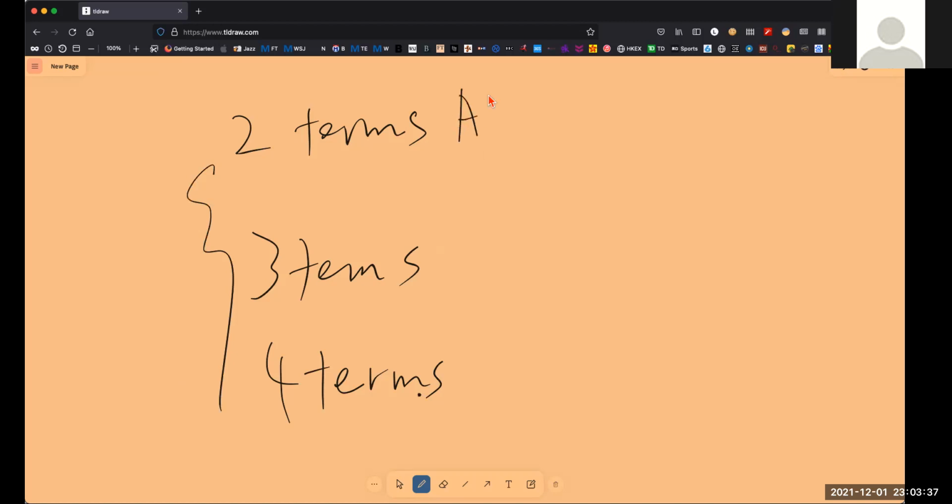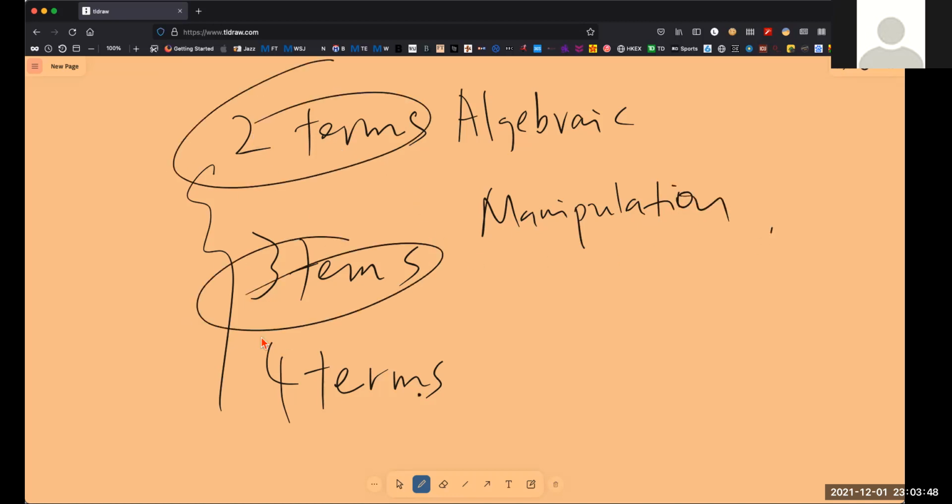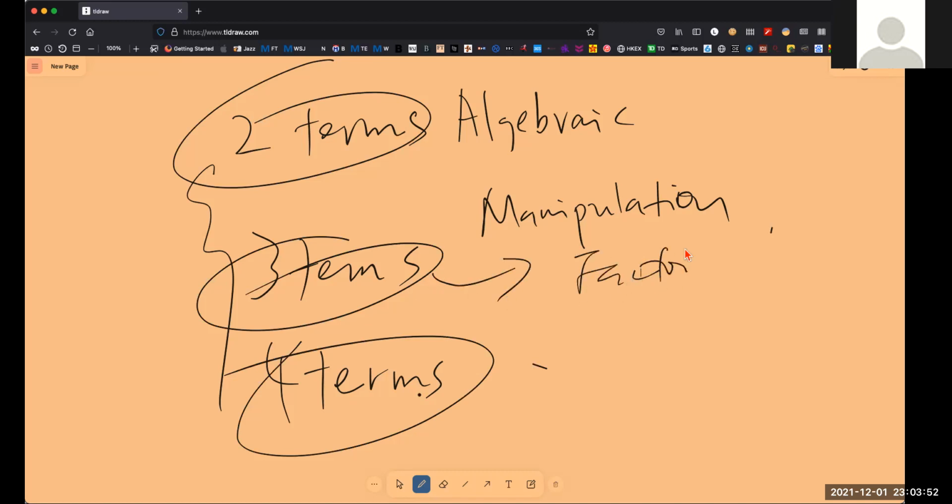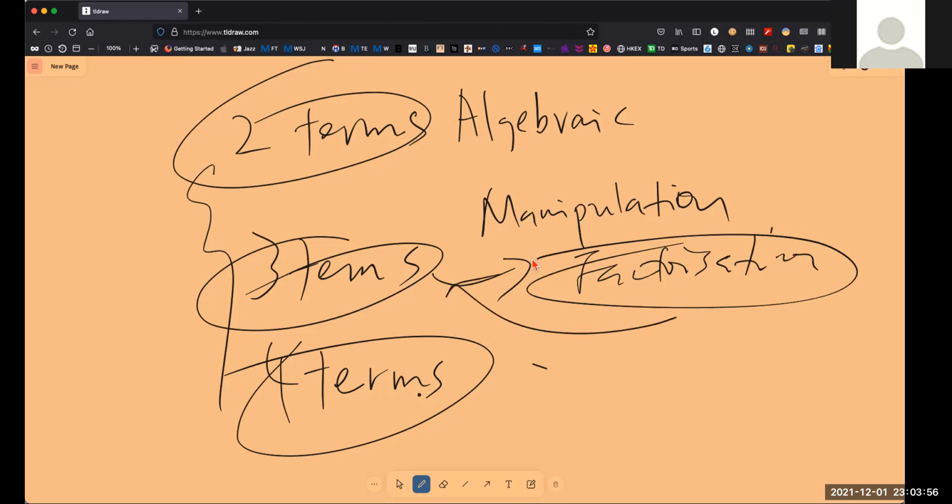This is under algebraic manipulation. Okay, so these are the very common ones, especially the 3 terms one, the factorization method. I want you to master this first.